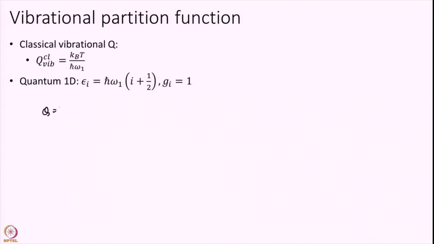So, our q again is sum over i g_i e to the power of minus beta E_i, where E_i here are vibrational energies provided here and g_i's are the degeneracies, which is equal to 1 for vibration. So, let me substitute this. Energy is h bar omega into i plus half, but what we always do is, as I have mentioned earlier, we set the zero point energy to be 0. Okay? So, we ignore the half part away.